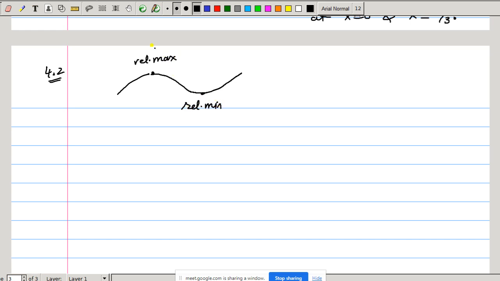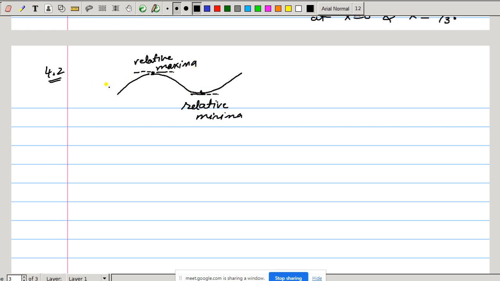Let me write the full name. Relative maxima, and this is relative minima. It may not be the maximum value of your function. In its own neighborhood, this is the maximum, the topmost value nearby, and this is the lowest value nearby.